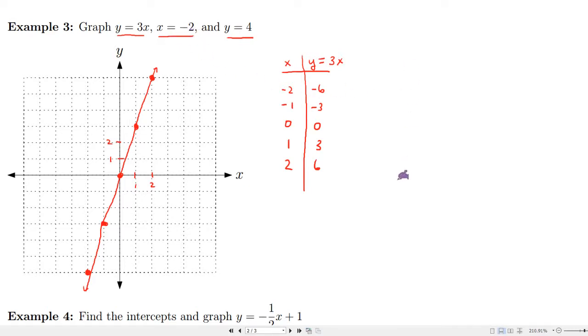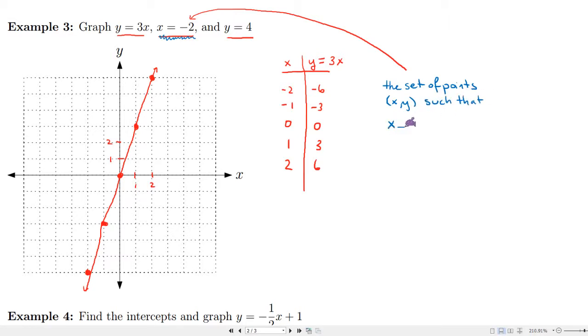So you actually could use this strategy again, but do you see that, if you think about this, you're thinking of that as, you know what, let me switch to a different color. Maybe blue. Okay, so this right here is going to be the set of points x, y, such that x is equal to -2, right?